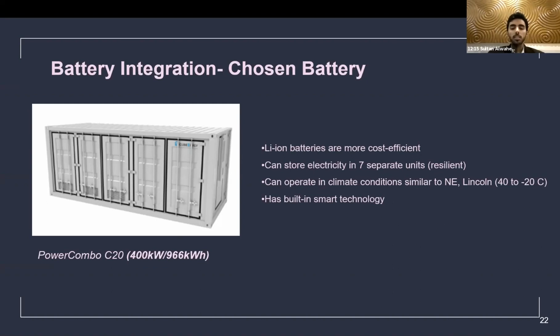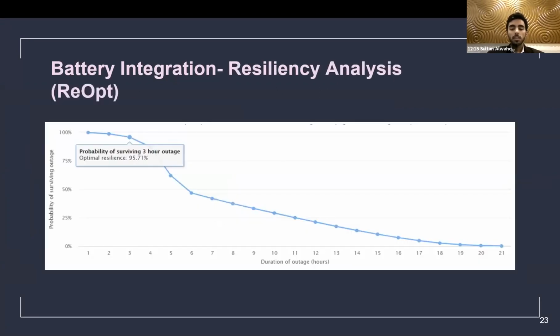As for resiliency, the C20 stores the energy in 7 separate cells, which makes it more resilient to failure than single storage unit batteries. Besides that, we found the C20 battery can operate optimally in climate conditions like Lincoln, Nebraska and has smart technology to program its charging cycles. When we tested the resiliency of the C20 battery as it works in conjunction with the Animal Sciences PV system, we found that it has a probability of surviving the outage of 95.7%, which makes the battery resilient enough for our application.